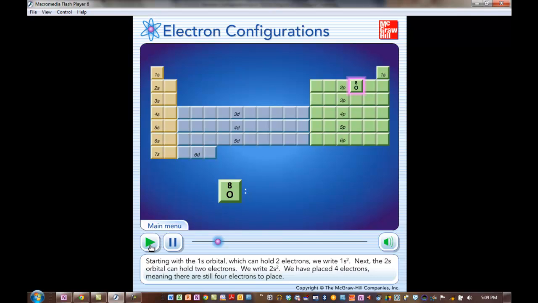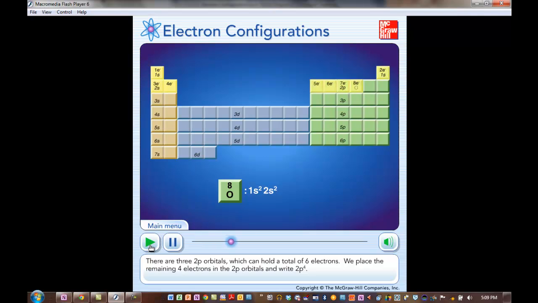Starting with the 1s orbital, which can hold 2 electrons, we write 1s2. Next, the 2s orbital can hold 2 electrons. We write 2s2. We have placed 4 electrons, meaning there are still 4 electrons to place. There are 3 2p orbitals, which can hold a total of 6 electrons. We place the remaining 4 electrons in the 2p orbitals and write 2p4. The ground state electron configuration for an oxygen atom is 1s2, 2s2, 2p4. Double check that you have placed 8 electrons. 2 plus 2 plus 4 equals 8.